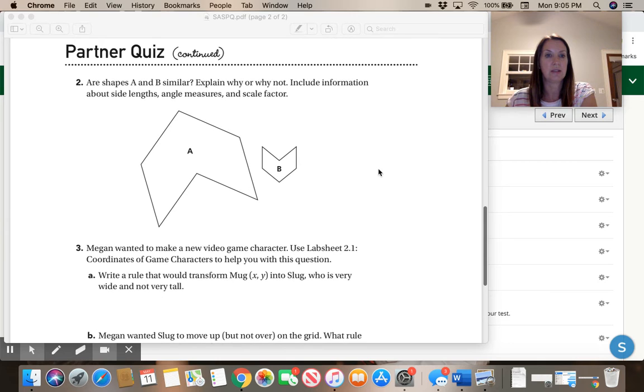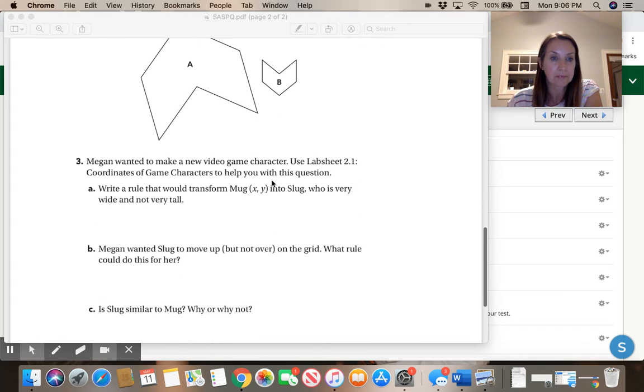Question 2 says, are shapes A and B similar? Explain why or why not. Include information about side lengths, angle measures, and scale factor. So you should use details to explain why they're similar. Don't just say they're similar because they look the same or something general. Give detailed explanations. So you might want to measure these lengths in A and in B. Measure the corresponding lengths. On the online version, there is a centimeter ruler. So if you're doing this on paper, you should use a centimeter ruler.